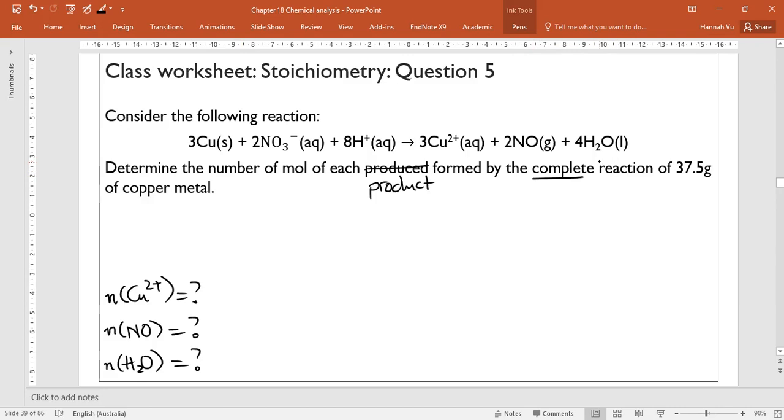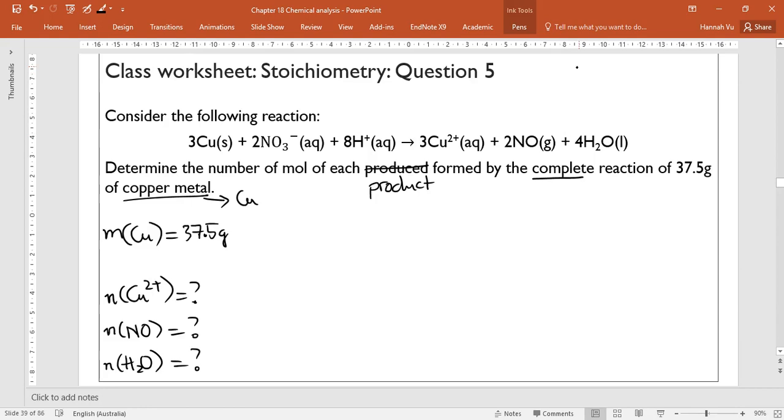Okay, so complete again gives you the permission to use mole ratio. 37.5 gram is a mass because it's grams of copper metal. Copper metal is elemental copper. So I'm given the mass of copper to be 37.5 grams. Now in order to find these things, I need to use mole ratio, which is in the equation given to me. And in order to use mole ratio, I need to start by finding out the number of mole of copper using the mass.